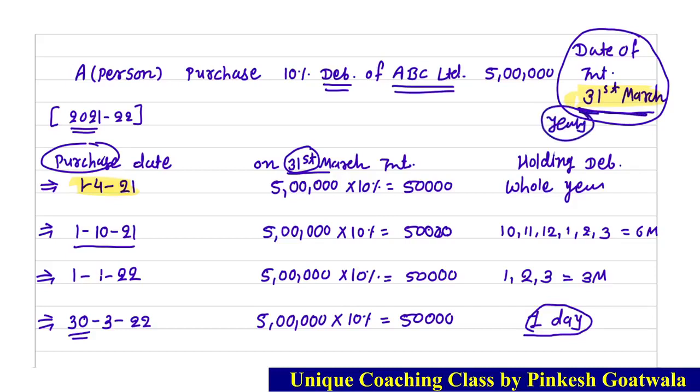Remember, a company always pays interest yearly or half yearly. It is the common point. So whenever the date of interest arrives, the company has to pay interest on 31st March, and it is yearly. So 10% of 5 lakh, 50,000 interest, will be paid to whom? On that day, 31st March, whichever person is holding the debenture, he will get the total 50,000 interest. Whoever holds the debenture on this date gets the full 50,000.